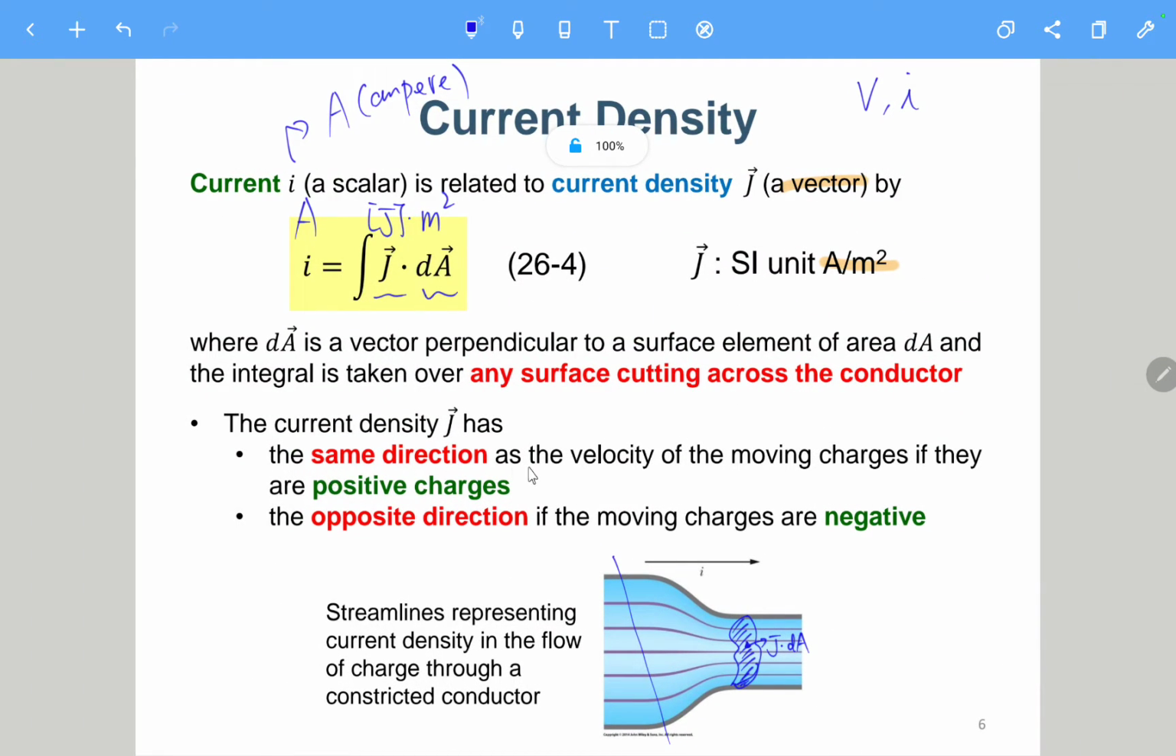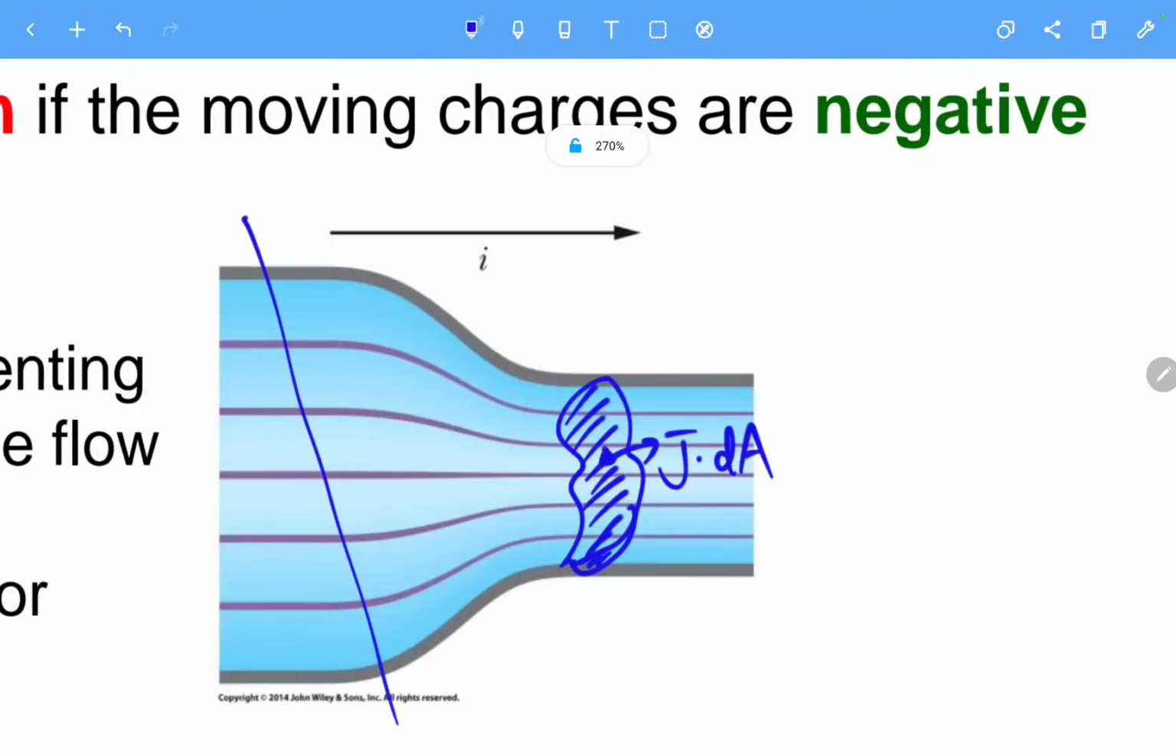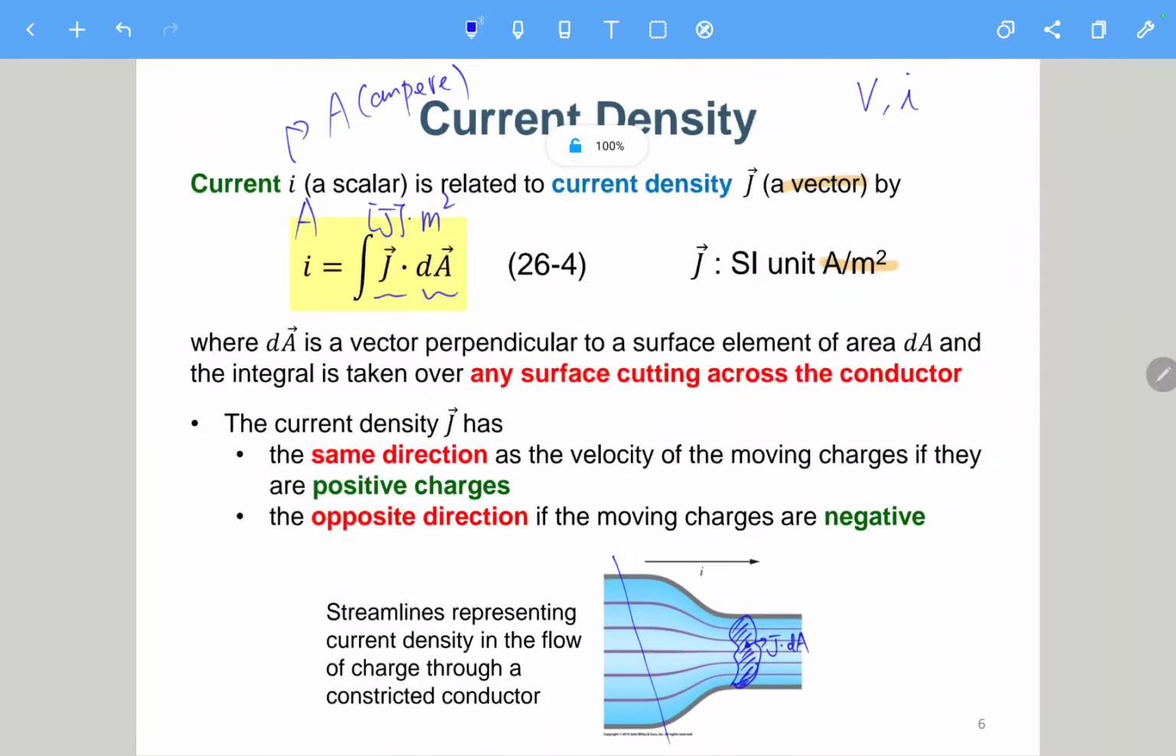Okay, so the same direction as the velocity of a moving charge if they are positive charge, and the opposite direction if they are negative. So here, of course, you need to define what is the direction of dA. For example, if you define dA pointing to the right side, then if it is a positive current, the current is going to the right side, and vice versa. Yes, I think it's easy to understand.